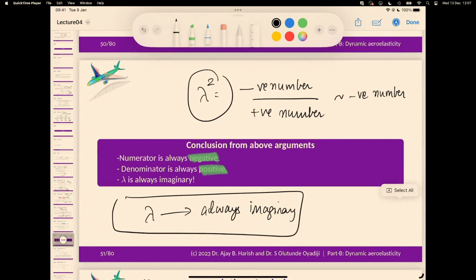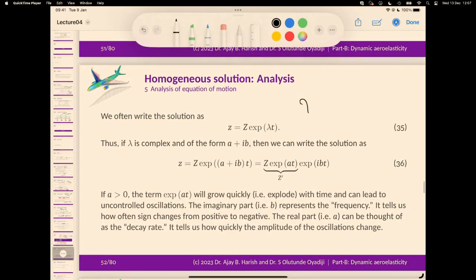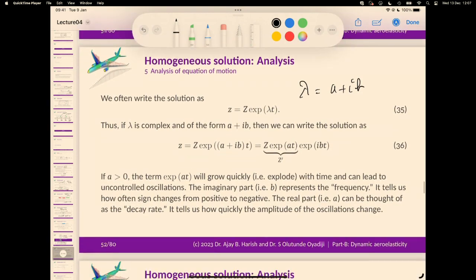Okay. So if lambda is imaginary, then I can write lambda in the form a plus ib. Would you agree? So a and b are real numbers, and i is the square root of minus 1. Which means that if I think of my solution as z equal to z0 times exponent of lambda t, and substitute for lambda and rewrite this, I can write z0 exponent of at times exponent of i b t. What is of interest to us is that exponent of at.